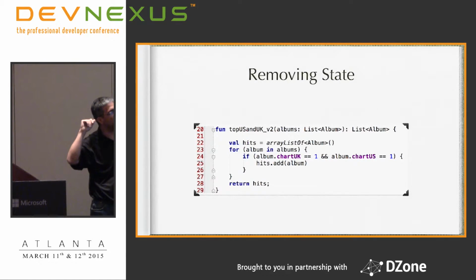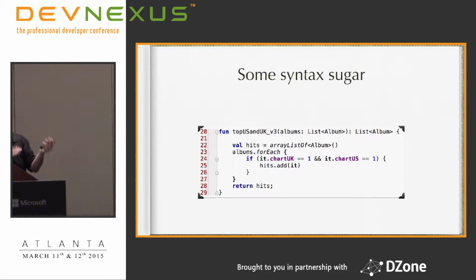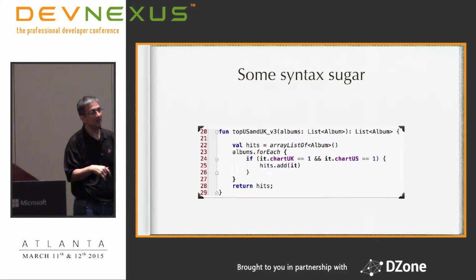The next thing I do is I'm going to say, okay, chart UK, chart US equals 1, add them to the album, right? Not much, but I've just got rid of the counters for now. Now I'm going to add what some people call syntax sugar, okay? So what I've done now is I've taken that for each, and I've created a function. And inside that function, I've now said, if chart UK plus 1 equals hits add.